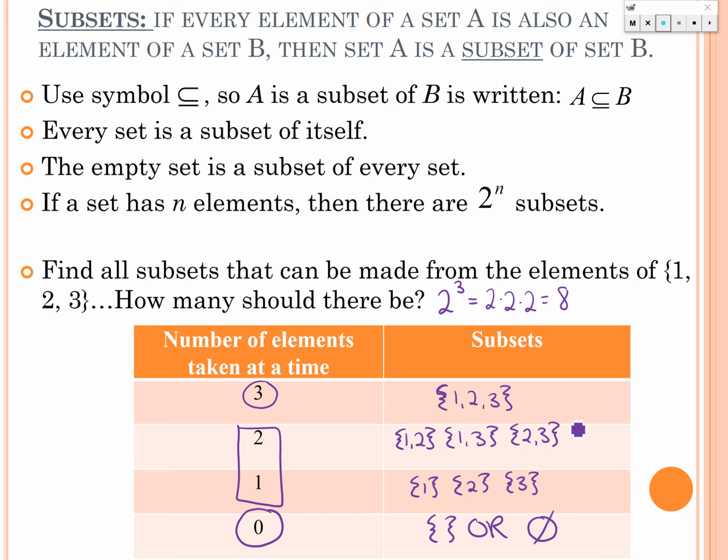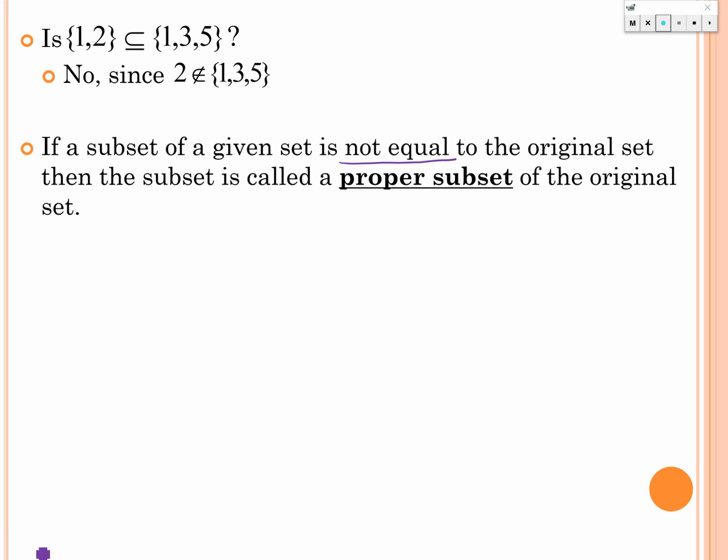So all of these would be considered proper. The only subset that's not proper is the set itself. That's the easiest way for me to describe what a proper subset is. It's any subset that is not the set itself. So all of those would be proper. Now to denote a proper subset, same symbol, but you take the line away.